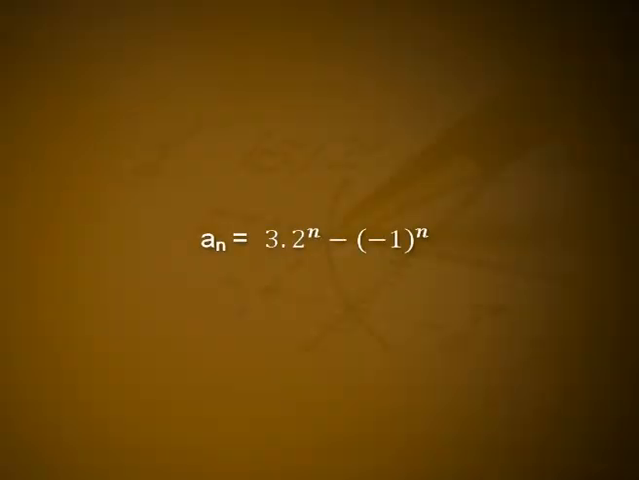From the initial conditions, it follows that A0 is equal to 2 is equal to alpha 1 plus alpha 2, and A1 is equal to 7 is equal to alpha 1 into 2 plus alpha 2 into minus 1. Solving these two equations, we get that alpha 1 is equal to 3 and alpha 2 is equal to minus 1. Hence, the solution to the recurrence relation satisfying the initial conditions is the sequence An is equal to 3 into 2 raised to n minus 1 raised to n.